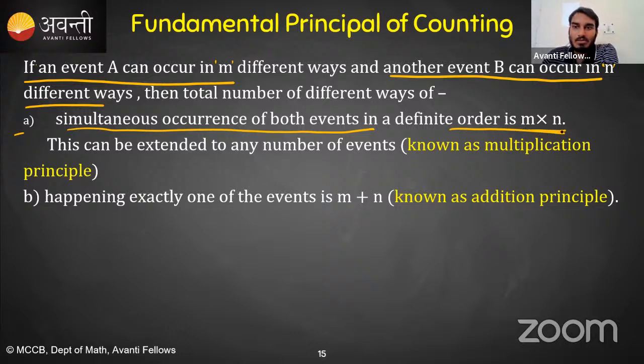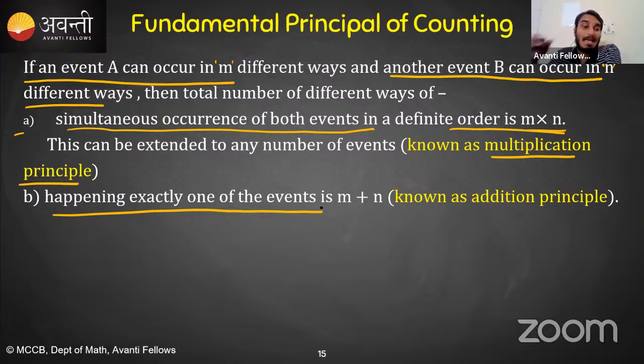Is this clear? This is nothing but your multiplication principle. When event A is happening and event B is happening, the total number of ways in which both events happen together is m into n ways. Now the other case: the number of different ways of happening exactly one of the events. Either event A will occur or event B will occur. The number of ways of happening event A is m, the number of ways of happening event B is n. So now you will add, yes or no?